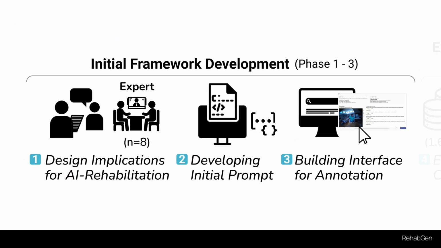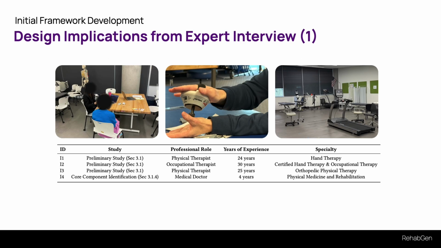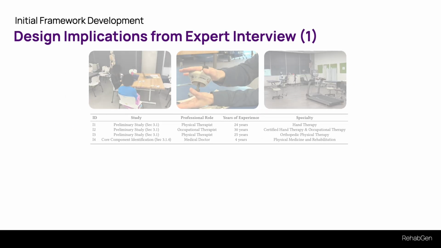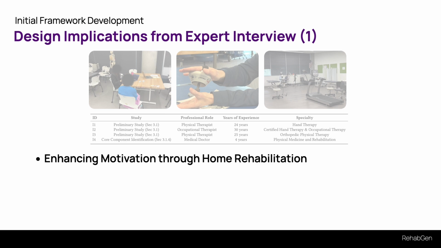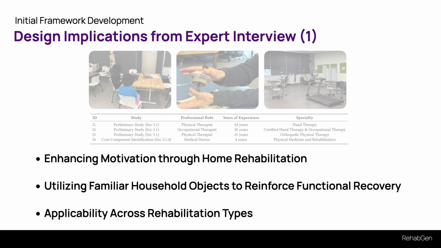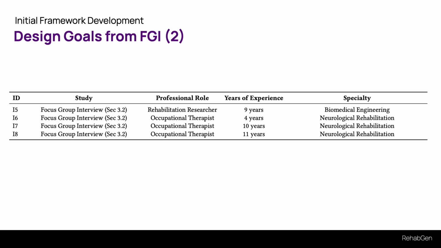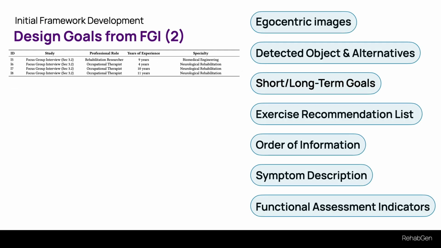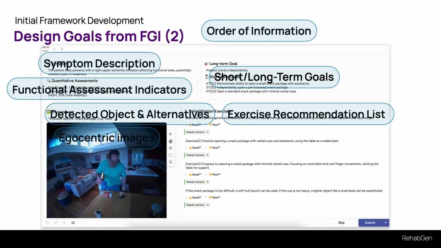We began with expert interviews with 3 experts who have over 20 years of experience. They emphasized the importance of home rehab using familiar objects and rehab diversity. In a focus group interview with 4 additional experts, we extracted 6 core components for contextual rehab planning.